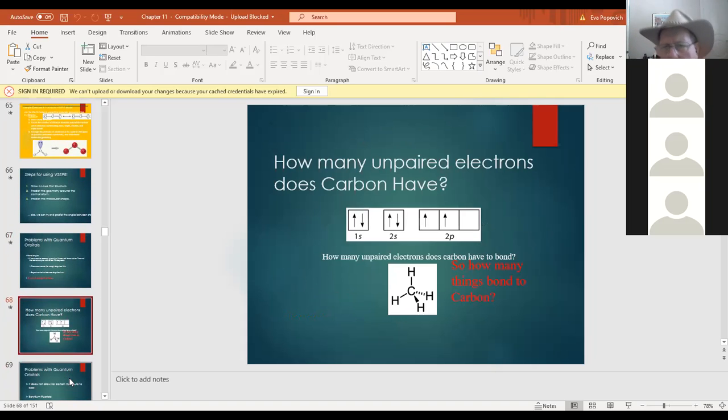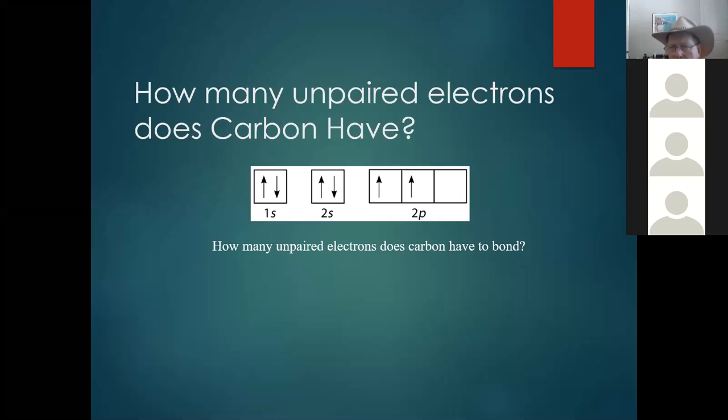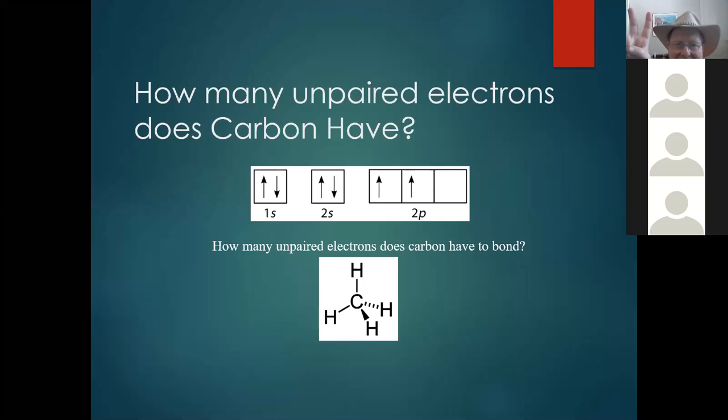Let's think of something else. I want to go slideshow on this. All right. I've drawn the orbital diagram for carbon. How many unpaired electrons does carbon have to bond with? How many unpaired electrons are there in this picture? Two. So it can only bond with two things. Is that true?